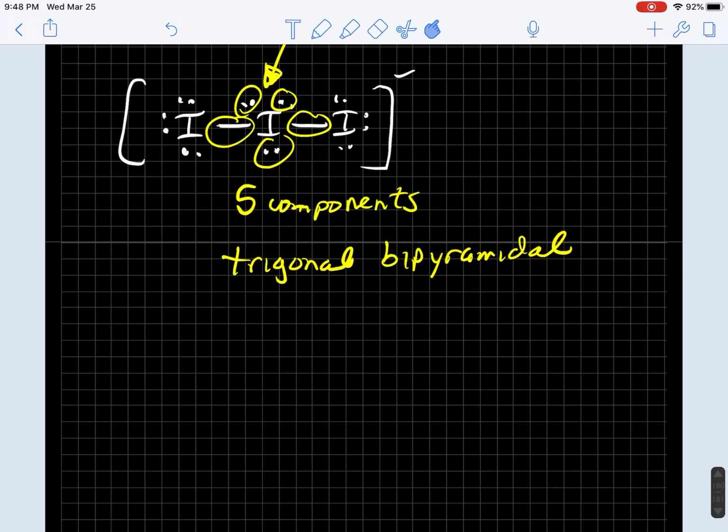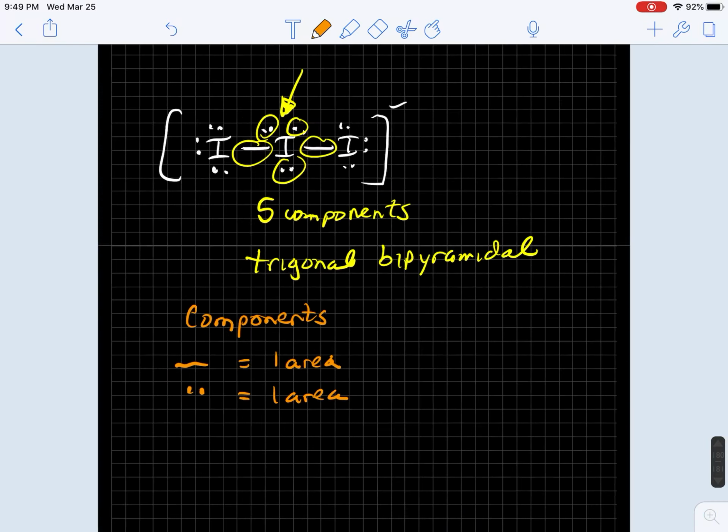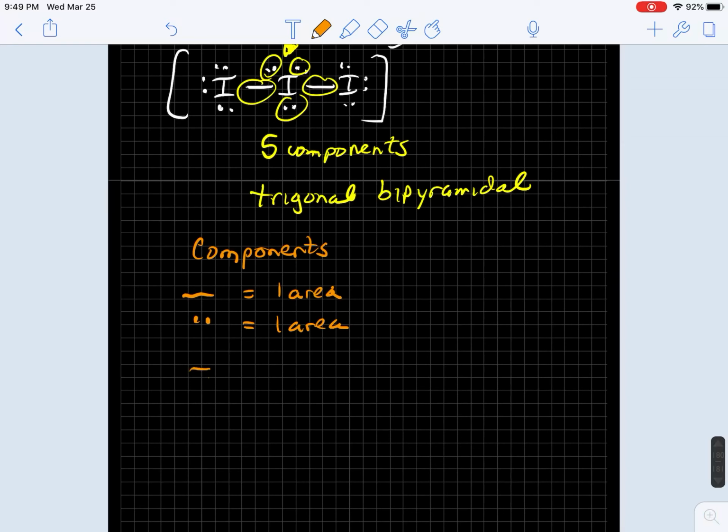All right, so what did I want to say? Got the geometries. Number of components. Okay, let's summarize what the components are in terms of area of space. Turns out any sort of single bond is equal to one area of space. And an unshared electron pair is also equal to one area. You're going to see a trend here. If you have a double bond, that's equal to one area of space. You're like, wait a minute, there's two bonds there. Yes, there's two bonds, but the way they overlap each other only consumes one area of space.